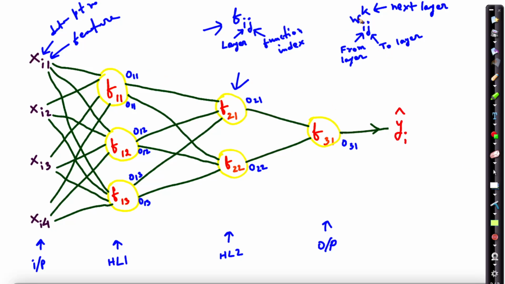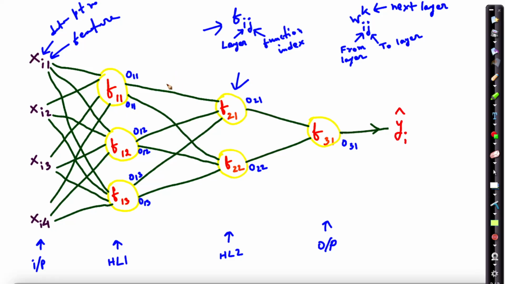So the convention here is W, superscript is K, and subscript is IJ. So IJ here is, I means from which layer it is coming, and J is to which layer the edge is going. The edge is coming from some layer and going to some layer, right? So from, to, and k is what is the next layer. What is the next layer means to which layer the w is going. Okay, it's very simple, I guess, right?